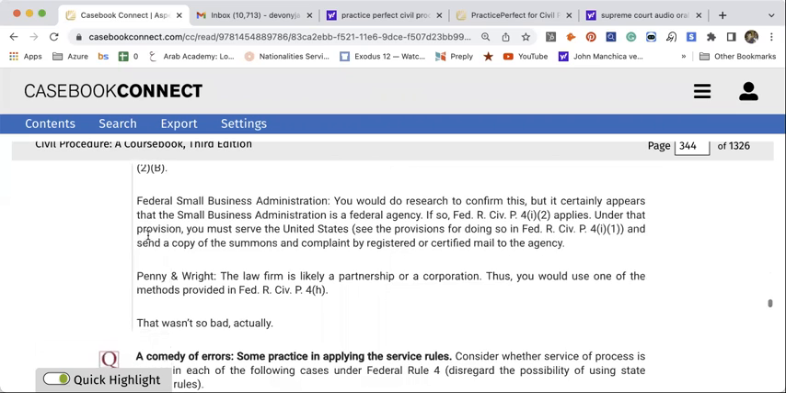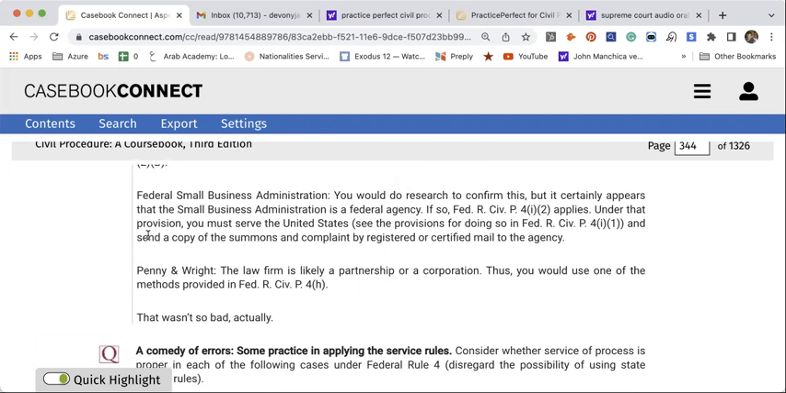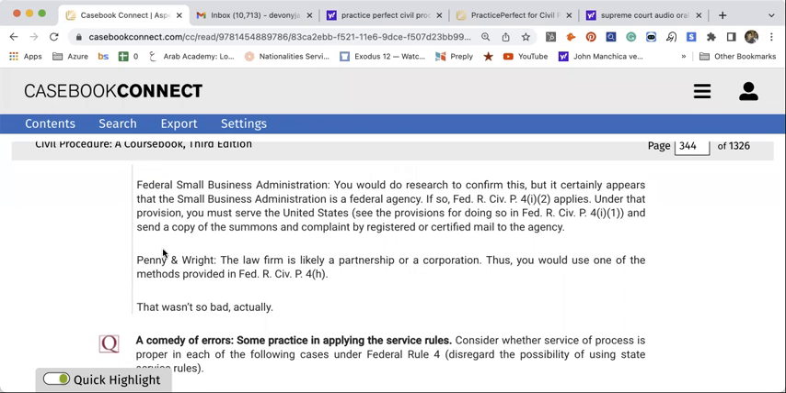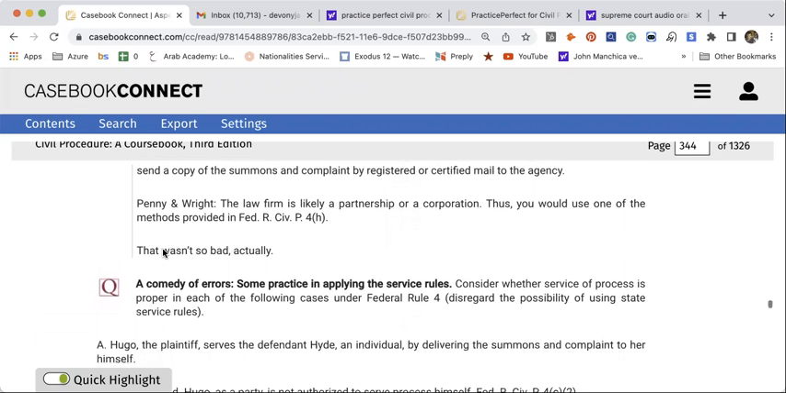For the Small Business Administration, you would research to confirm this, but it certainly appears that the Small Business Administration is a federal agency. If so, Federal Rule of Civil Procedure 4(i)(2) applies. Under the provision, you must serve the United States. See the provisions for doing so, Federal Rule of Civil Procedure 4(i)(1), and send a copy of the summons and complaint by registered or certified mail to the agency.